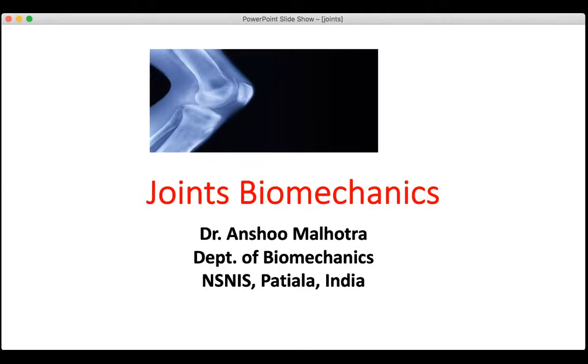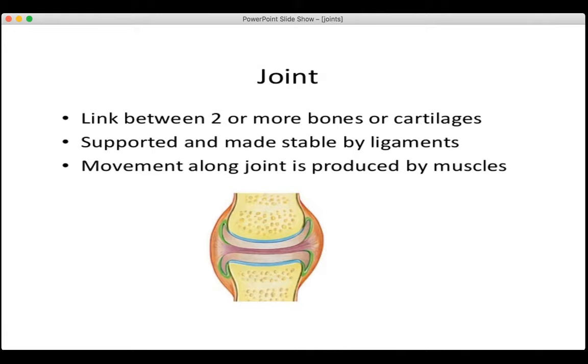So what are joints? Joints are basically the point where two bones connect. So just focus on the first slide. Good afternoon, Narendra. So what is a joint?